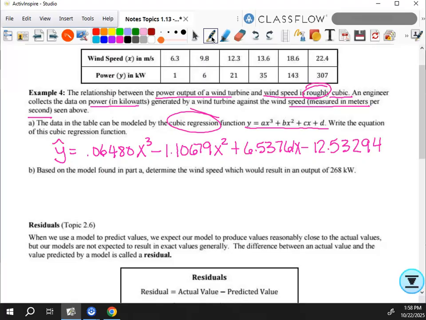Any questions? Okay. So B says, based on the model found in part A, determine the wind speed which would result in 268 kilowatts. So I'm going to give you a minute. I want you to do that. You can discuss it with your peeps at your table. Once you are done, then check with your peeps at your table. Make sure that we all agree.